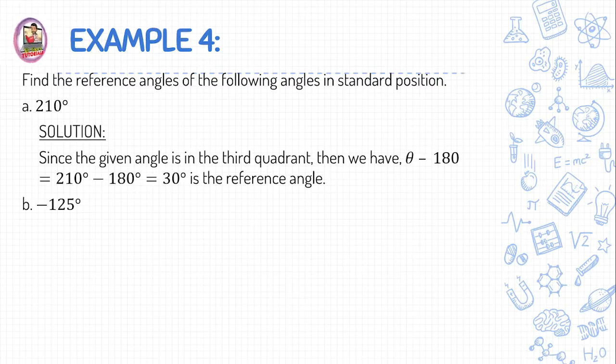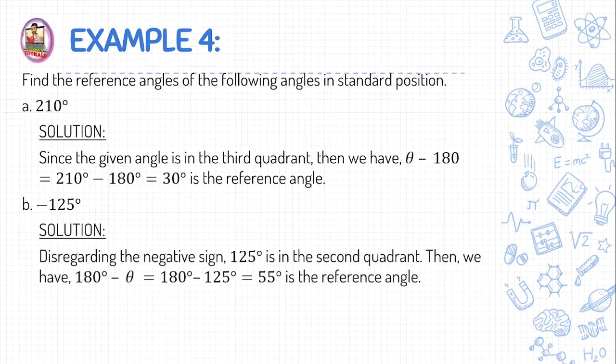Letter B, negative 125 degrees. So our solution, disregarding the negative sign, 125 degrees is in the second quadrant. Then we have 180 minus theta is equal to 180 degrees minus 125 degrees is equal to 55 degrees. So therefore, the reference angle for negative 125 is 55 degrees.